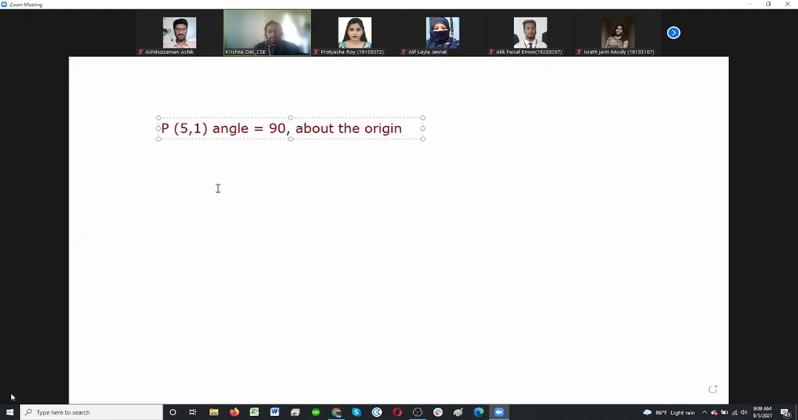Now we already applied that formula, and you have seen the equation already, and finally we get the desired point. The P prime is minus 1 and 5, right? That we have got, or minus 5 or 1? Minus 1 and 5, that is what we got. So minus 1 and 5.